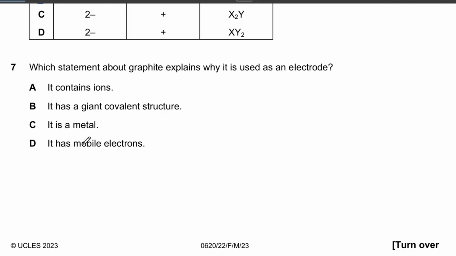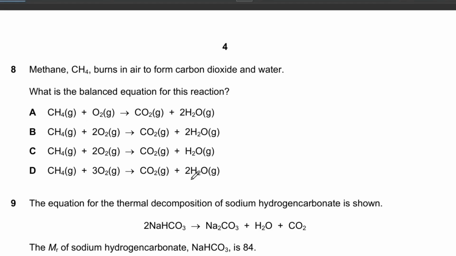Then D. It has mobile electrons. Yes, that is the correct answer. Graphite has free electrons that enables it to conduct electricity, and that is why it is used as an electrode in electrolysis. So our answer therefore is D. Question 8. Methane burns in air to form carbon dioxide and water. What is the balanced equation for this reaction?